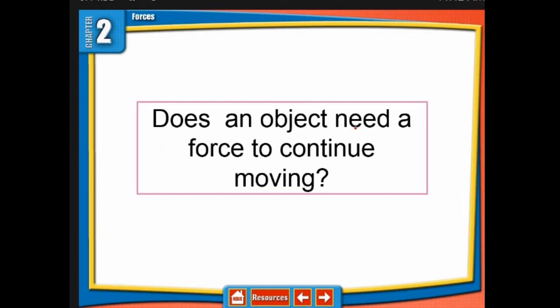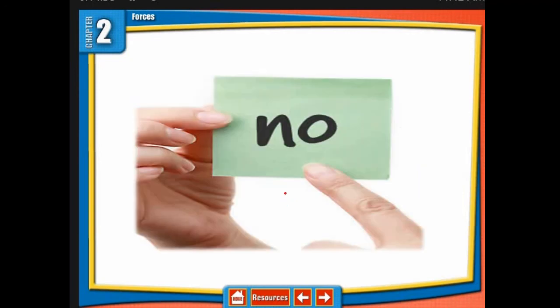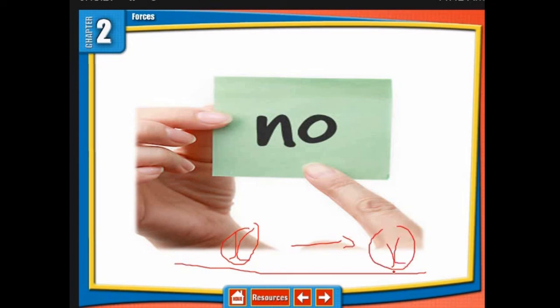Does an object need a force to continue moving? The answer is no, because once it moves, it will move forever and ever in the same speed and in the same direction. But why do we observe different things here on Earth? For example, if this is the ball and this is the ground, if you push the ball, it will move to a certain point, it will continue moving but eventually stop. Why does it stop? Because of the force of friction.